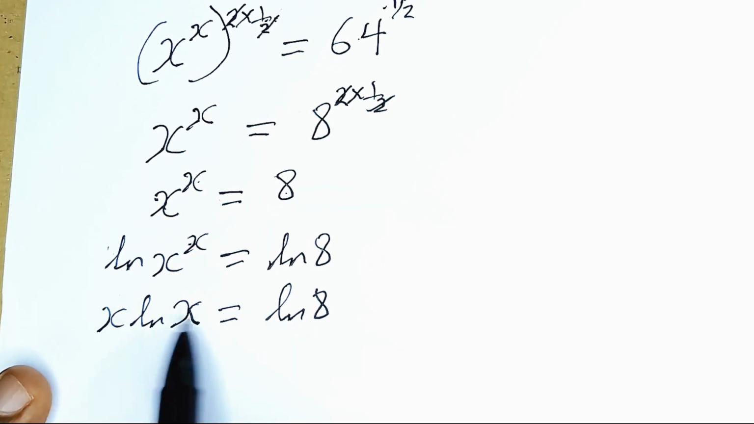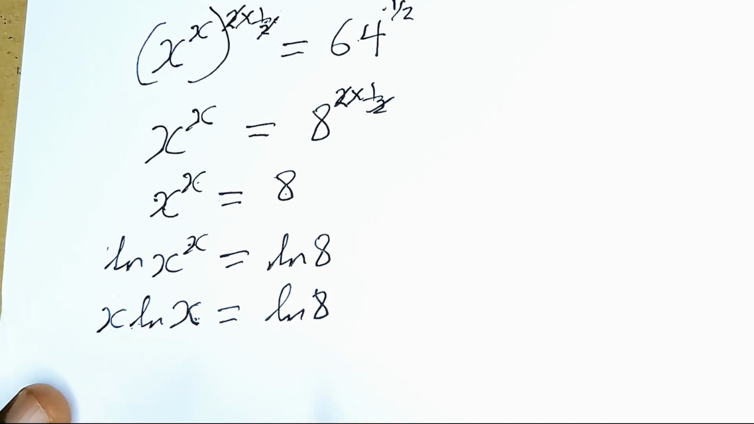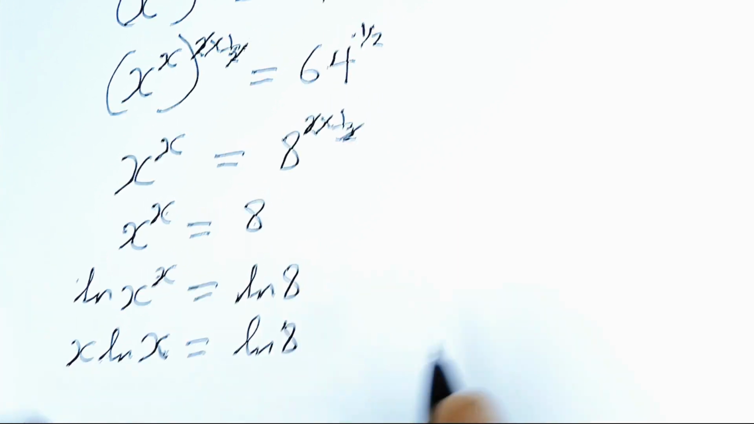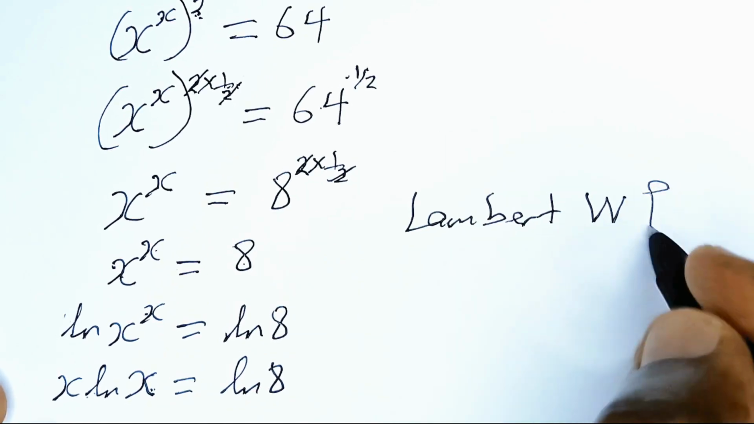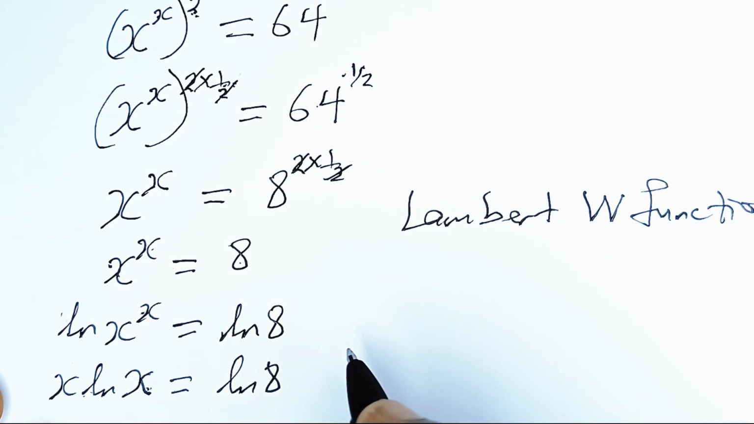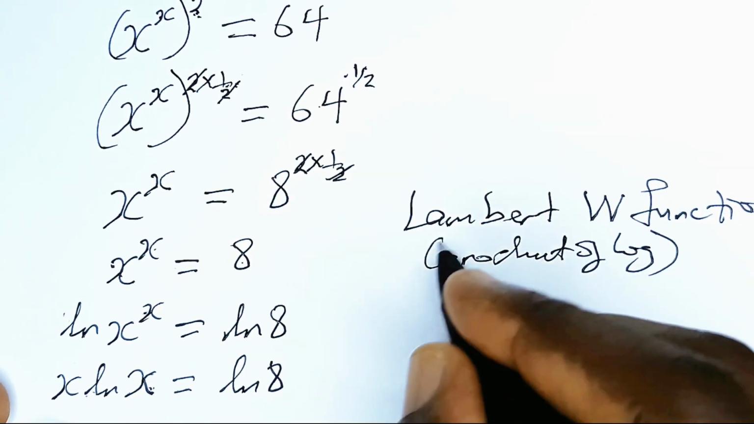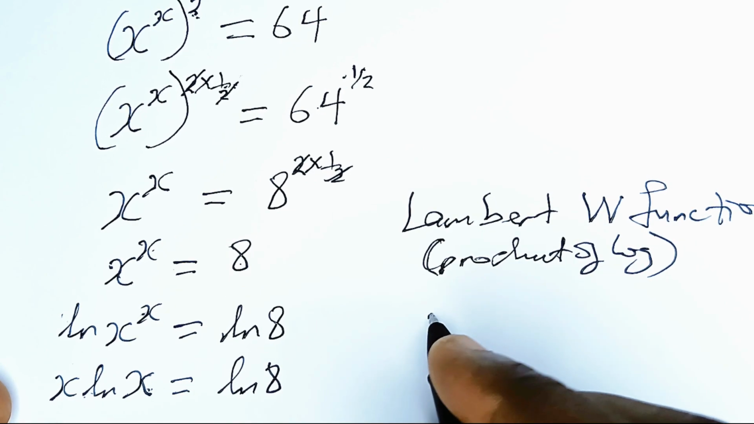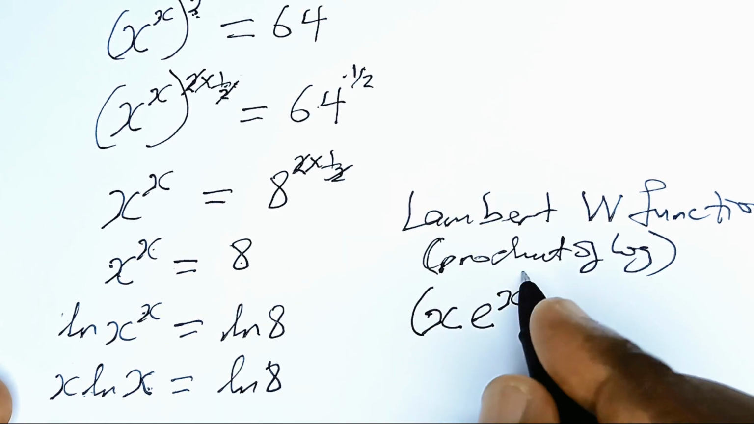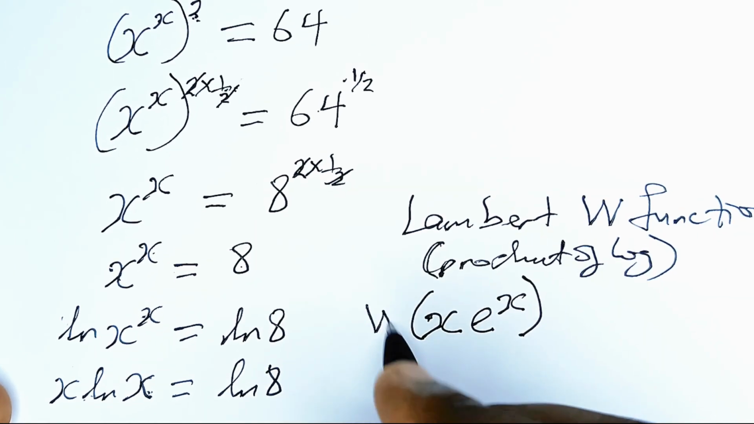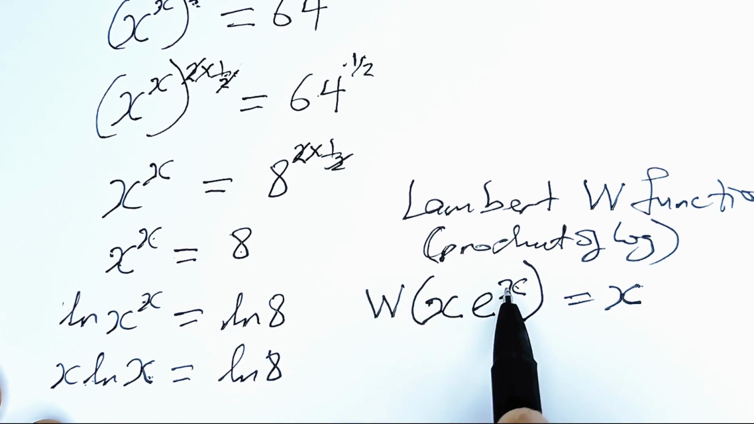From here, to get our x, we have to introduce something called the Lambert W function. How does it work? Now, we want to talk about the Lambert W function, or we call it the product log. That's another name. What it says is this: if you have x times exponential x, you find the W function. So the W function of this means the answer will be x. That's just the rule.